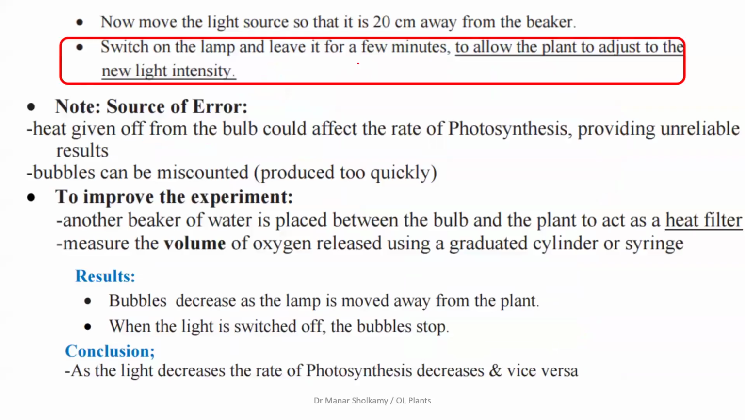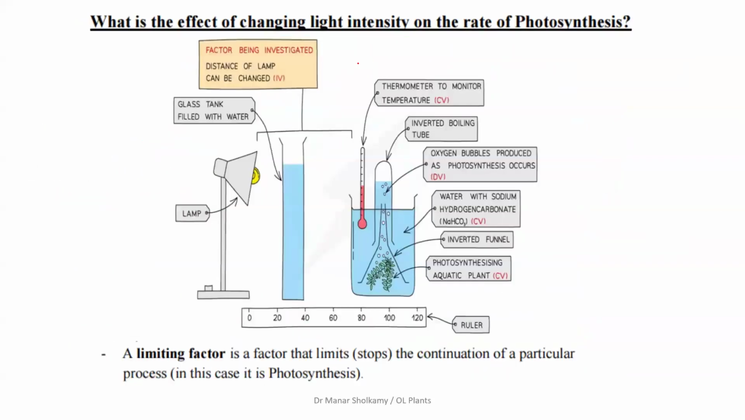We said that this experiment can have one source of error, and to avoid that, we placed here a water beaker. What was this source of error? This lamp produces light, and also it produces what? Heat energy. Heat energy. Okay.